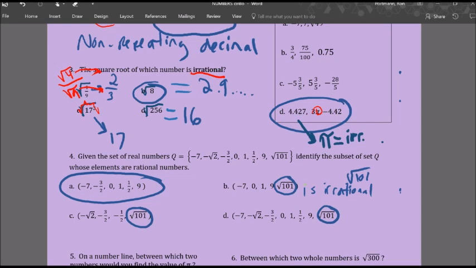So, I don't even know what this question's asking me. But I do see that it says rational numbers. It says identify, and you see what your answer choices look like. Each one of these, A, B, C, and D, are going to be subsets of the entire set, and the entire set is all these numbers right here.